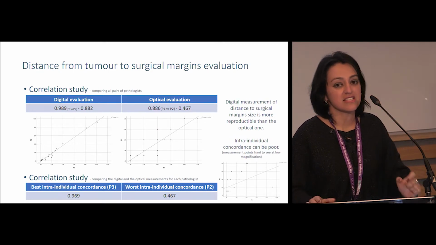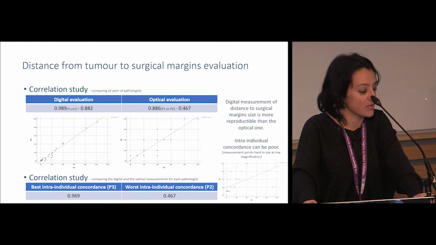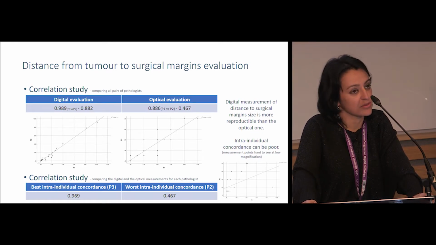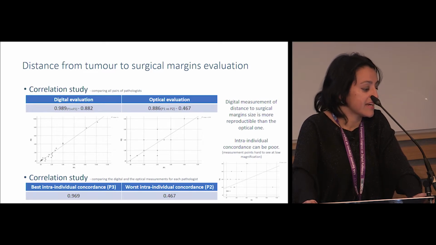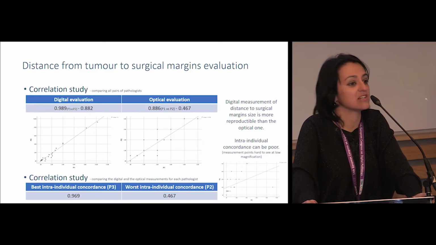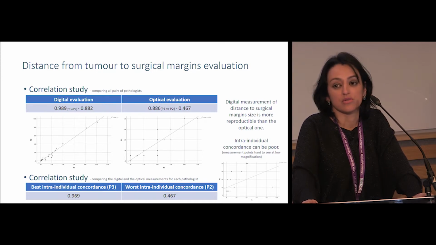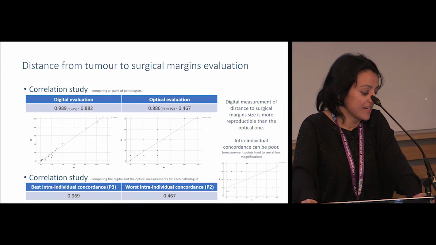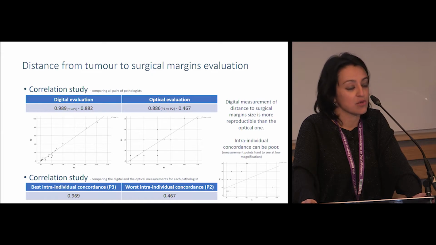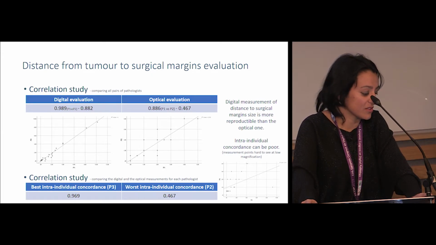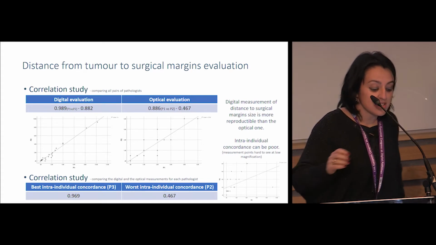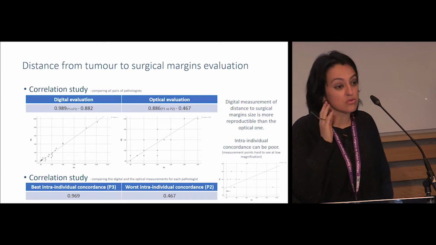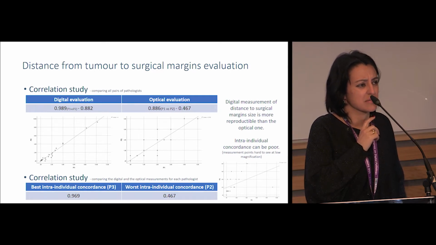Now, concerning the distance of the tumor in relation to the surgical margins. This is a very important point because it says whether the surgery was complete or not. And here again the results are the same. The digital evaluation is much more reproducible than the optical one. Here again the concordance between optical and digital evaluation for each pathologist can be very good, but again can be very bad. And I believe that these poor or less good results are related to something.